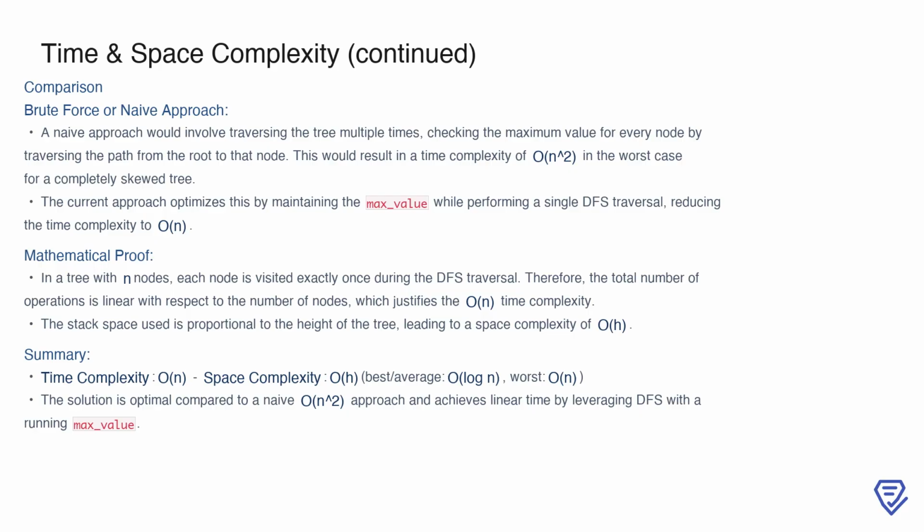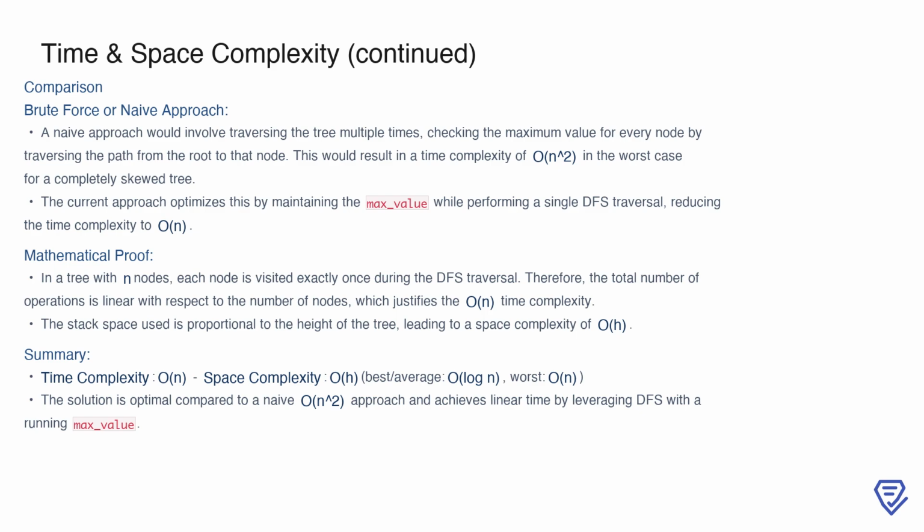In terms of mathematical justification, each of the n nodes is visited exactly once during the DFS, so the total number of operations is linear relative to the number of nodes. Similarly, the stack space required for recursion is proportional to the height of the tree, resulting in a space complexity of O(h). To summarize, this solution achieves O(n) time complexity and O(h) space complexity, with the space complexity being O(log n) for balanced trees and O(n) for skewed trees.